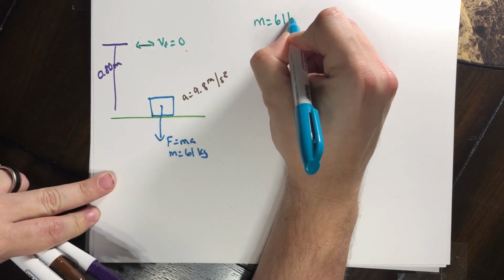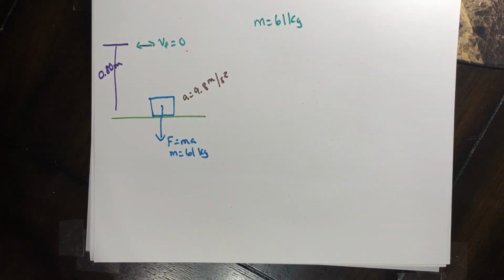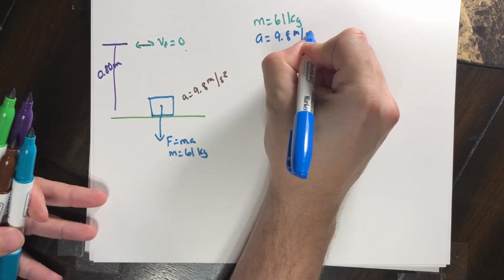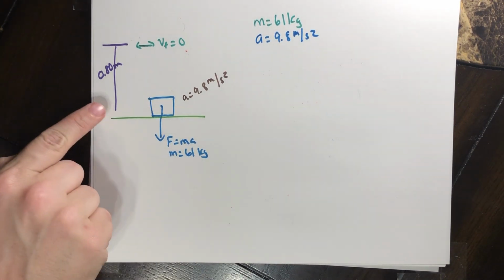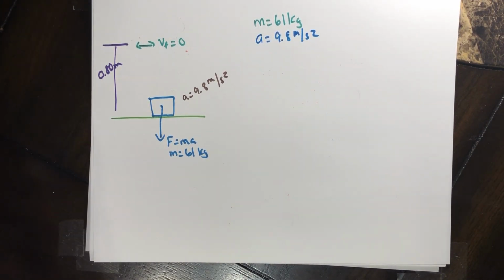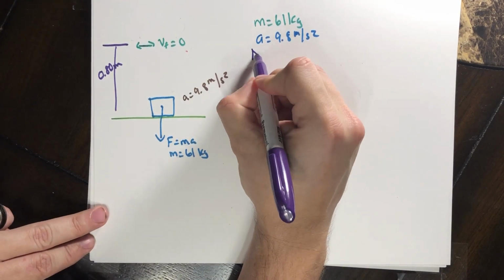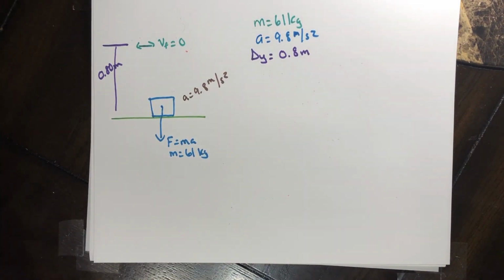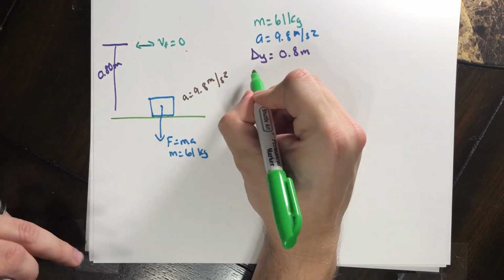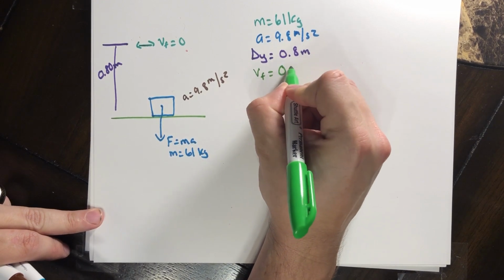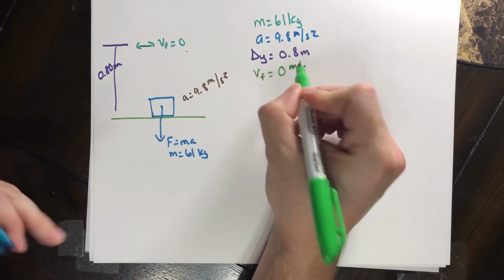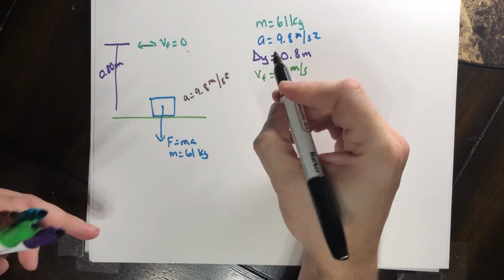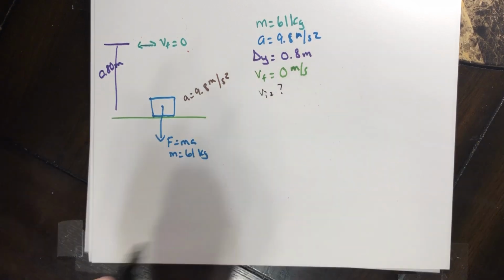we know that his mass is 61 kilograms. We know that his acceleration is 9.8 meters per second squared. We know that the change in his position is from 0 all the way up to 0.8, so I'll call that delta y, because it's a change in the y direction, of 0.8 meters. We know that his final velocity, once he gets to the very top, has to be 0 meters per second. And we're trying to figure out what his initial velocity was. So we don't know that, but I think we can figure it out.